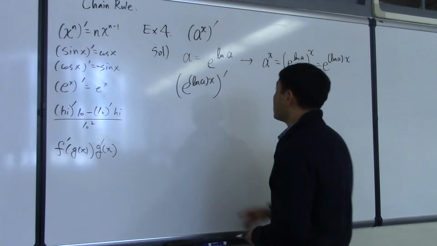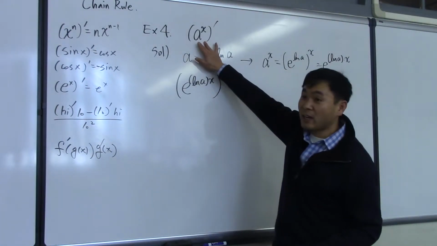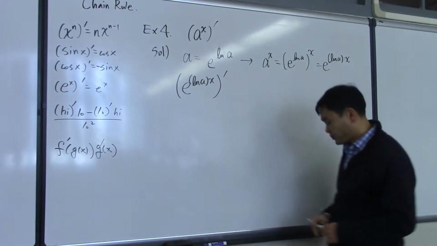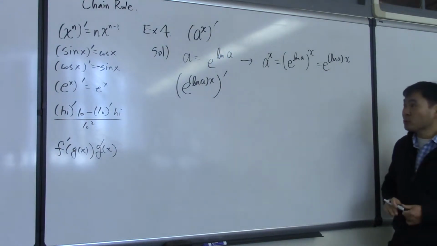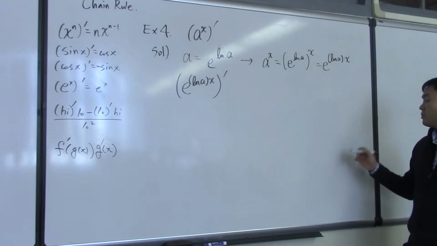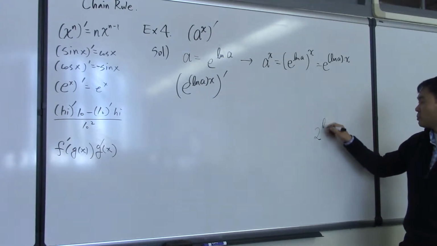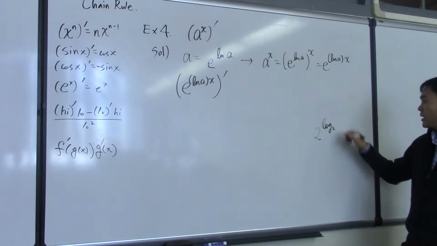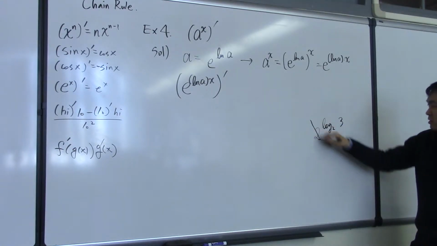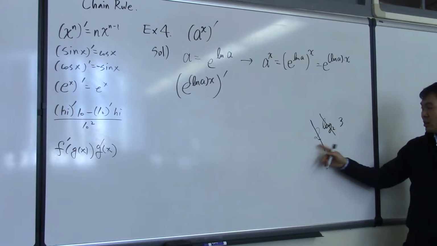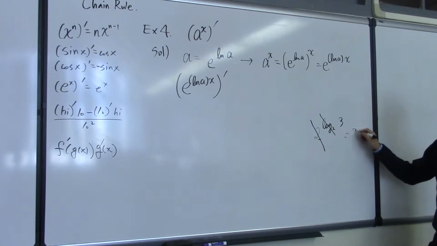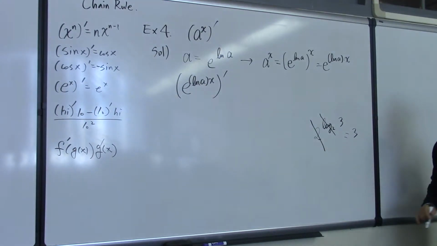All right, this time, let's try to differentiate a to the x using the chain rule. The first rule that you have to know is that if you have any exponent with a log with that base, exponents and exponentiation and logs cancel. You know this property, right?